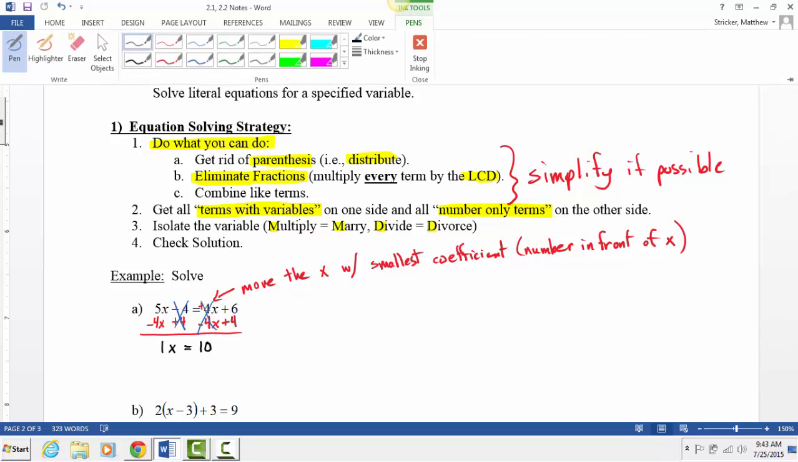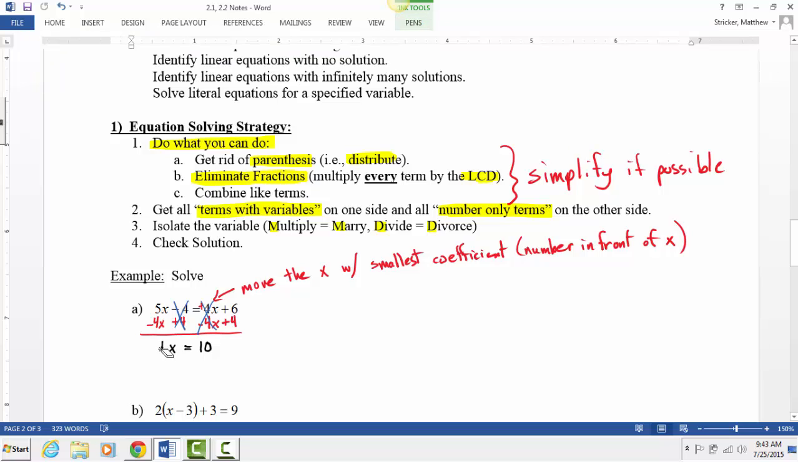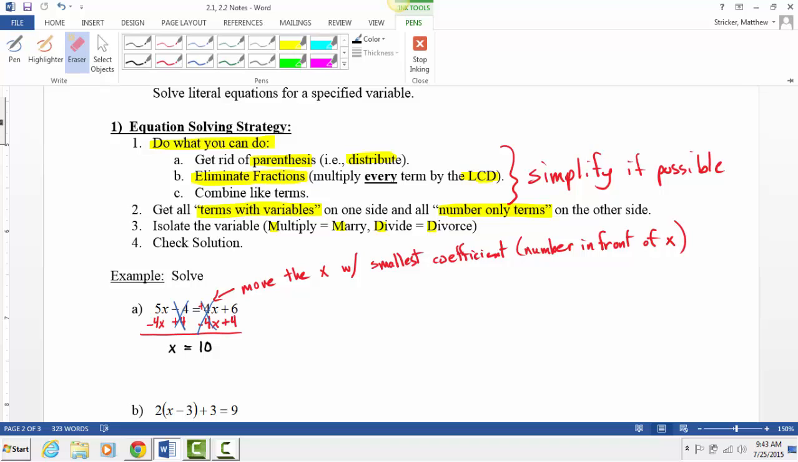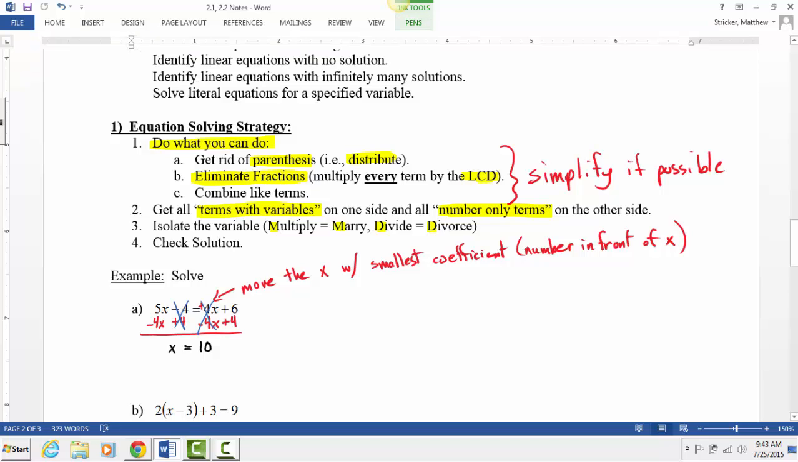Now, this is again another case. Do I really need the 1 in front? No, not really. If you feel comfortable with that, you can leave it there, but it's not necessary. And so we have our answer.